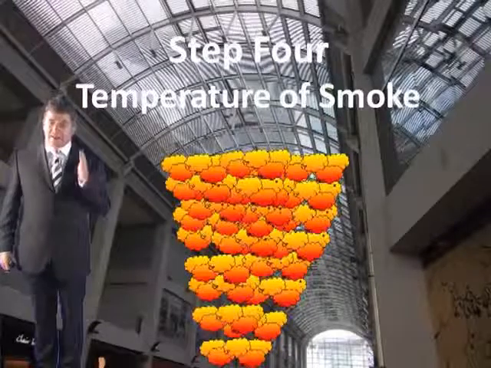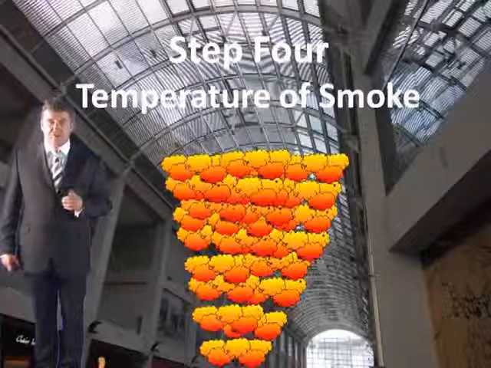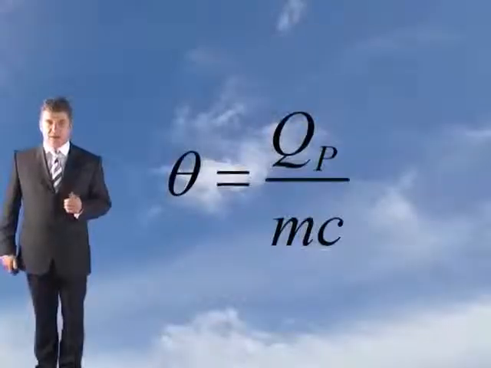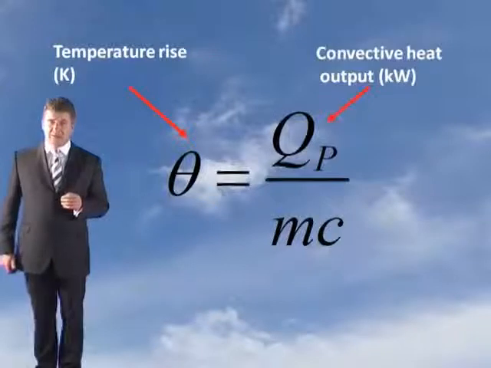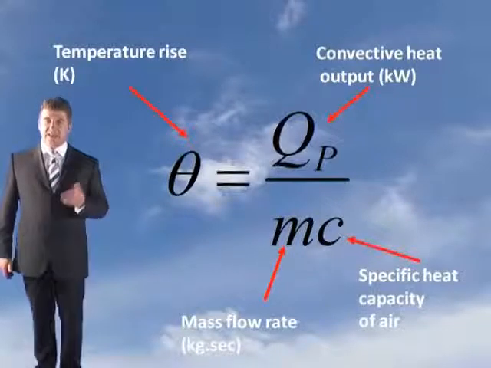Step 4 is determining the temperature of the smoke. To determine the temperature of the smoke, the theta value, temperature increase, this is a formula you use. Theta equals QP divided by M times C, where your theta is your temperature rise, QP is your convective heat output in kilowatts, M is your mass flow rate of smoke, and C is the specific heat capacity of air.